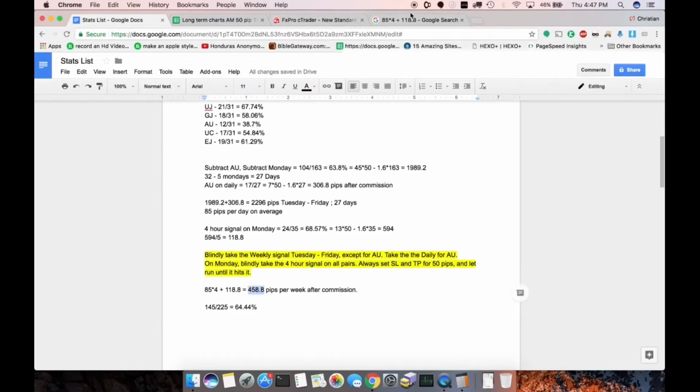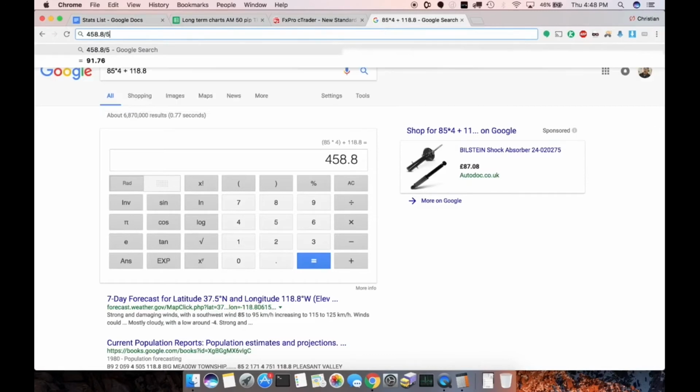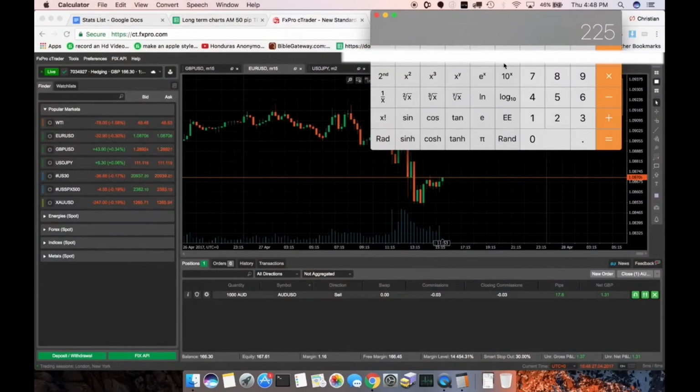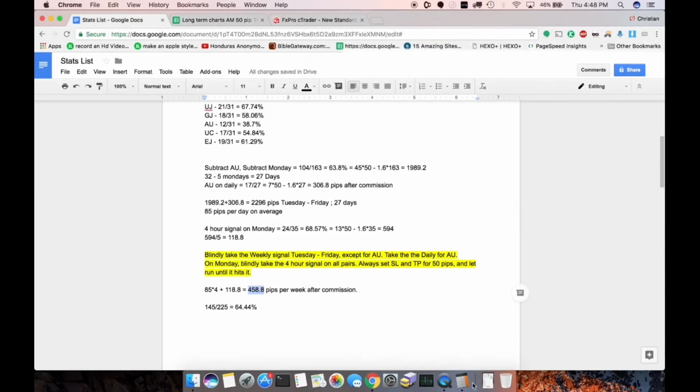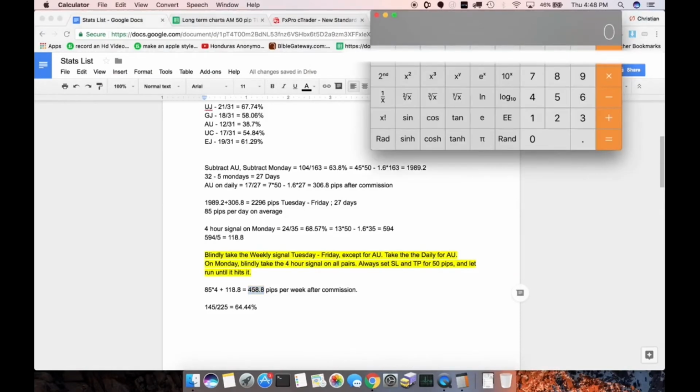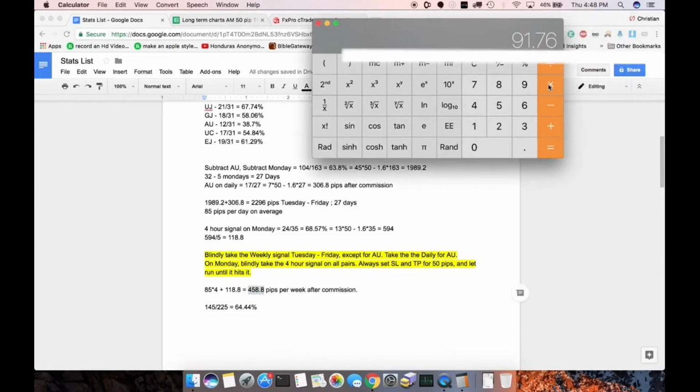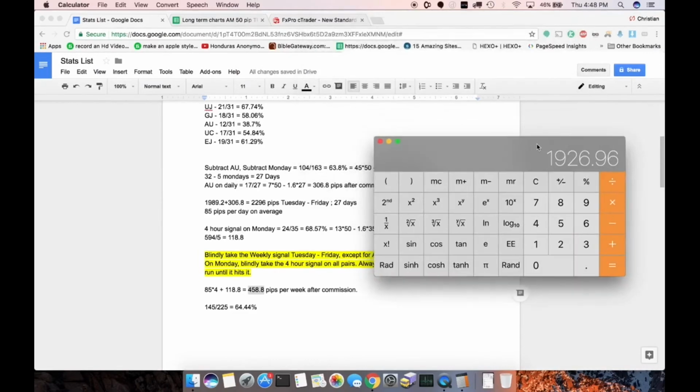on average. And so just to give you kind of, that's the pips per day. Sorry, there are a bunch of motorcycles around. I don't know why. 458.8 divided by 5. That's going to be your average pips per day, including Monday. We're going to times, there's about 21 trading days in a month, sometimes 22, but that's what you're going to end up with, 1,926.96 per month on average.